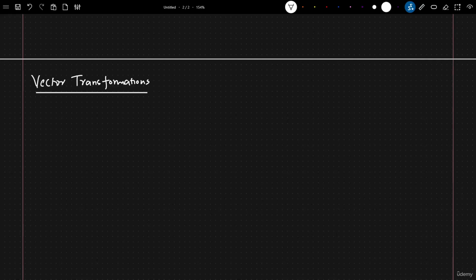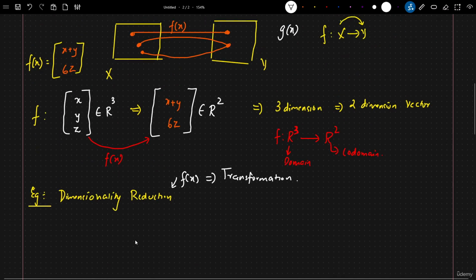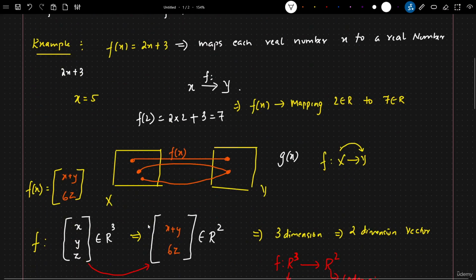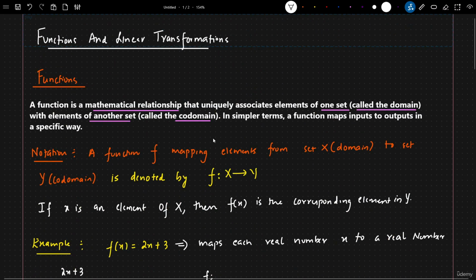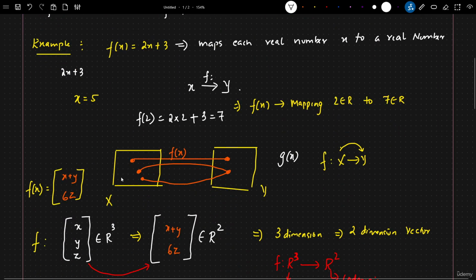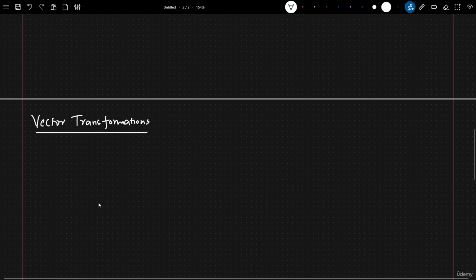Hello guys, so we are going to continue the discussion with respect to our functions and transformation techniques, and in this video we are going to go more in depth in understanding about vector transformation. Already we have spoken about functions. In functions you have already seen how we can map, what exactly a function is. It is basically mapping the elements of one set with the elements of another set, right? And we have also seen the notation and what exactly this meant, right?